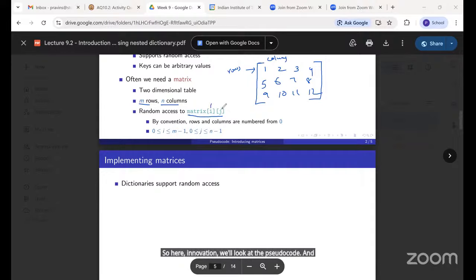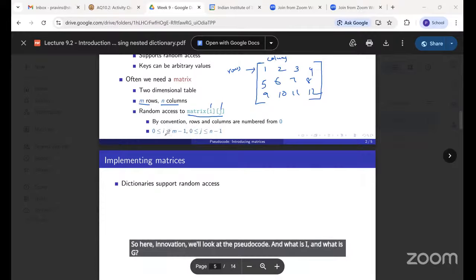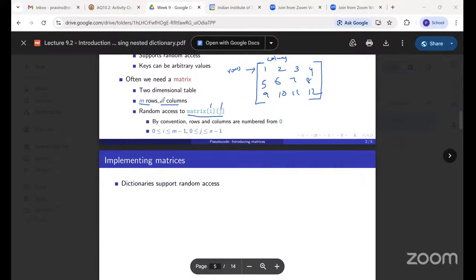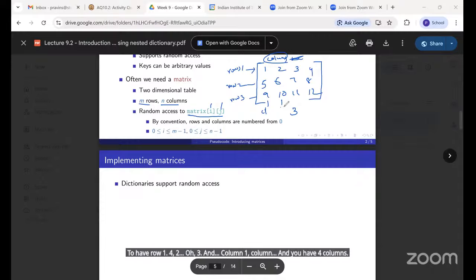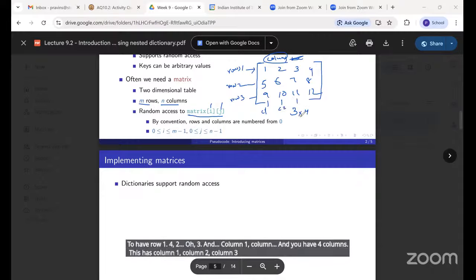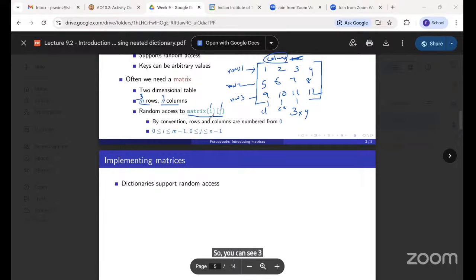And what is i and what is j? Basically the m rows means these are rows. In this case, the number of rows is 3. You have row 1, row 2, row 3. And you have 4 columns: column 1, column 2, column 3, column 4. It is a 3 by 4 matrix. So you can say 3 rows and 4 columns.